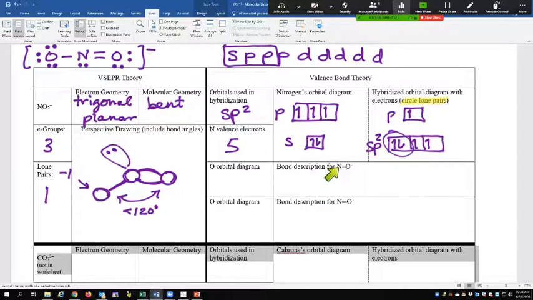So this is the NO2 minus bond description, and so here I'm going to use the orbital diagram for this oxygen. It gets a little bit small, but oxygen normally has 6 valence electrons. If it has a formal charge of -1, that means we add an electron. So this is going to have 7. 1, 2, 3, 4, 5, 6, 7.